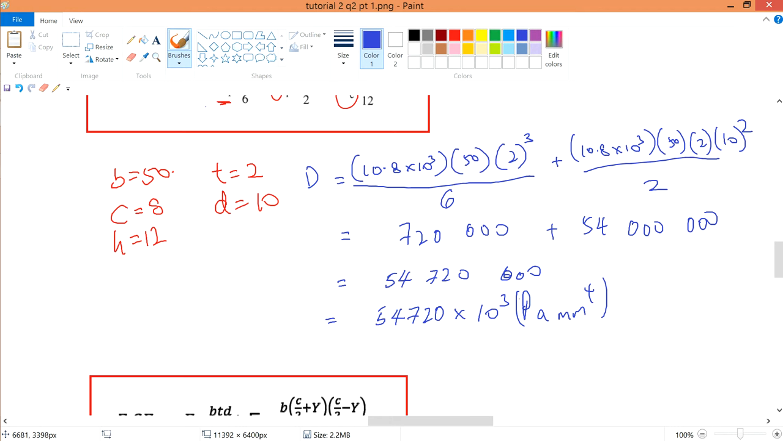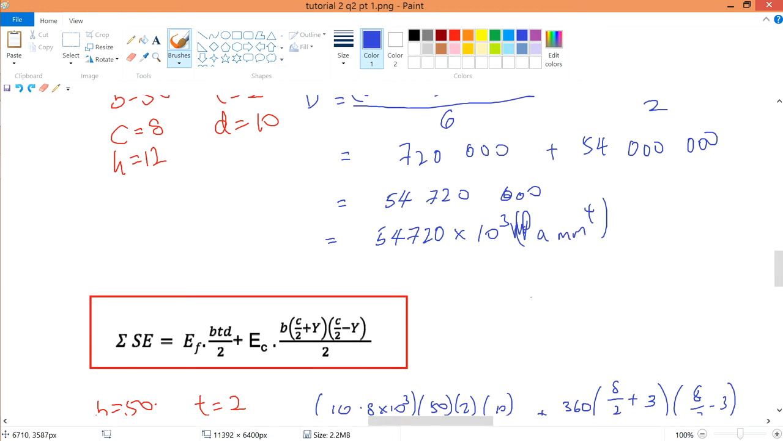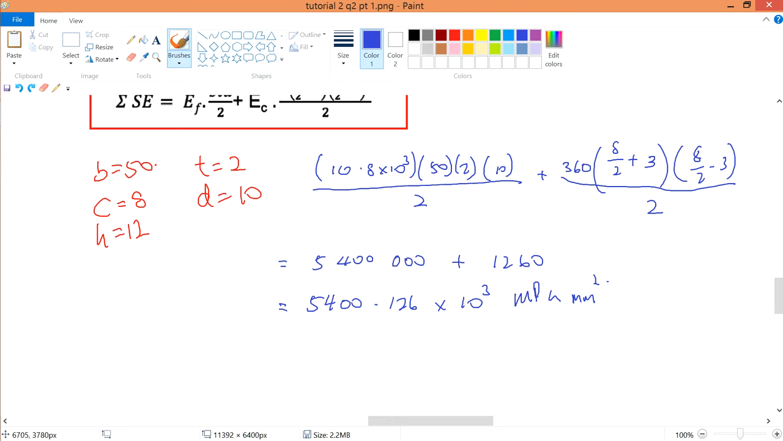Before calculating that, I should update that this is actually megapascal, because when you use 10.8, this is in terms of megapascal already. So yeah, my mistake. Maybe I didn't copy correctly, but anyway.